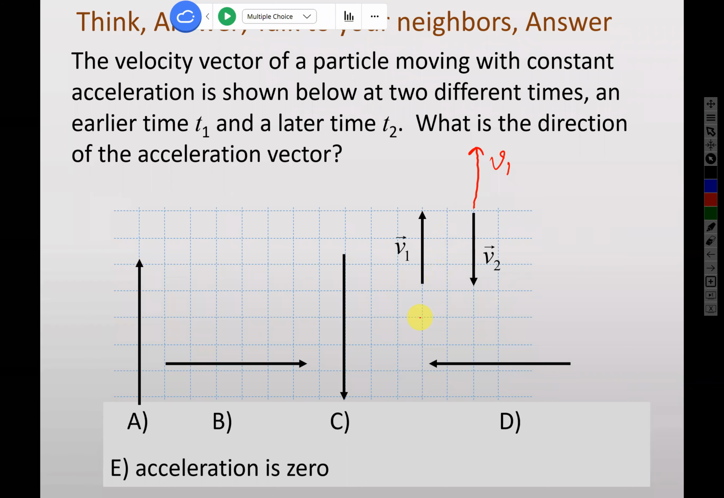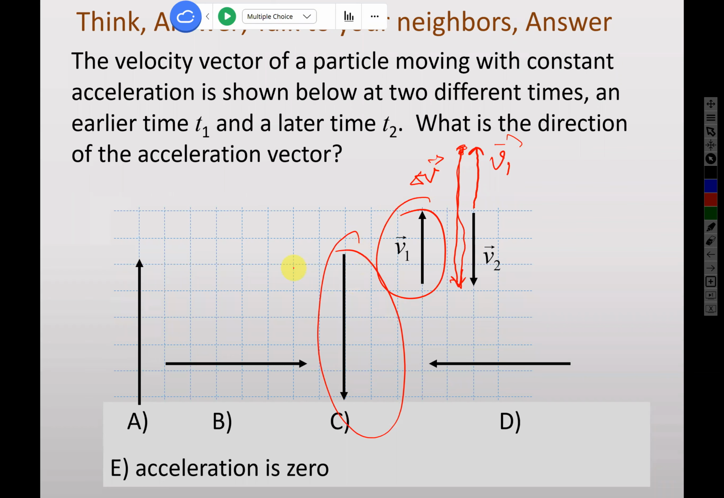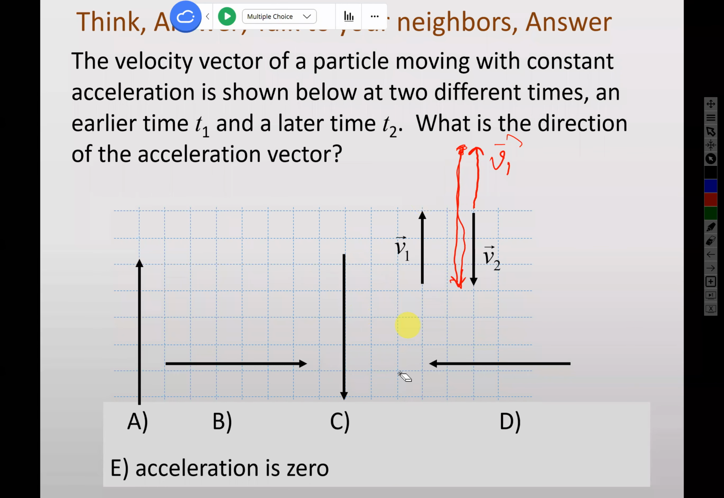Now, one is pointing in one direction, another one is pointing in another direction. So now what's the change? We draw a change starting from the tip of the previous. B1 is previous, so from the tip of the previous to the tip of the later, or from the tip of initial to the tip of final. So that's our change in velocity vector, which is C. So that's why that is the correct answer.